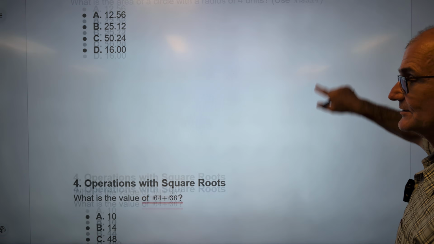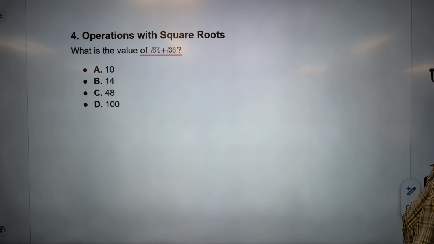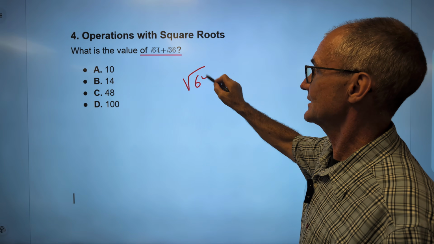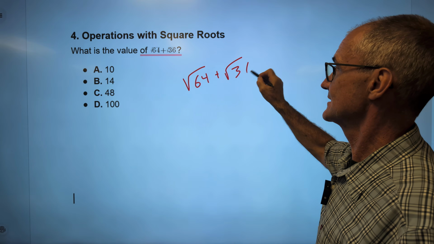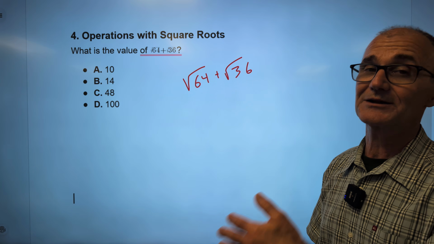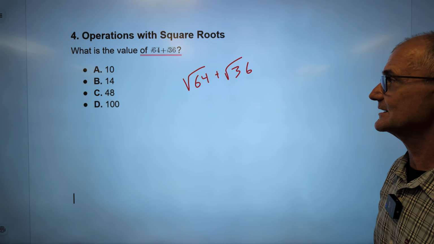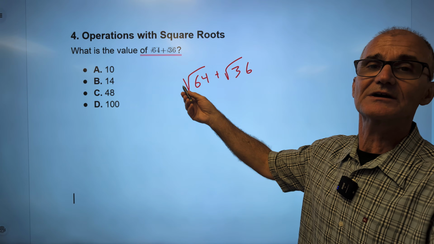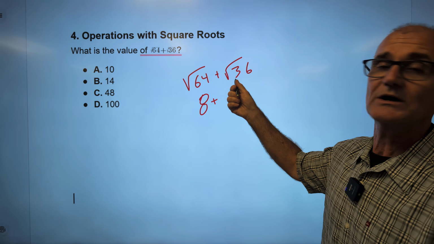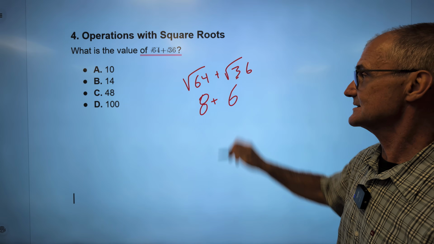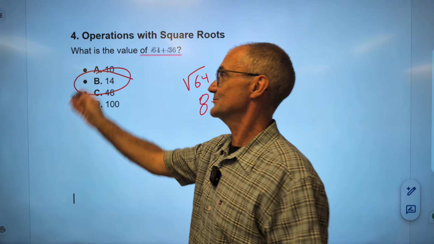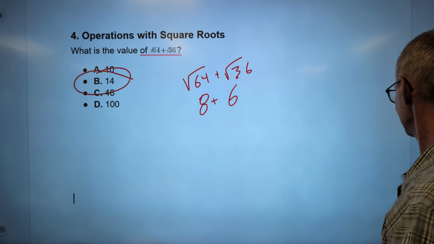All right, let's move on to number 4, operations with square roots. I have the square root of 64 plus the square root of 36. Pause that video, give it a try. Remember, it's a no calculator exam, about a minute per problem, so there's always a trick. This is saying what times itself is 64. 8 times 8 is 64, plus what times itself is 36. 6 times 6 is 36. 8 and 6. Correct answer, answer B right there. 4 for 4 so far.